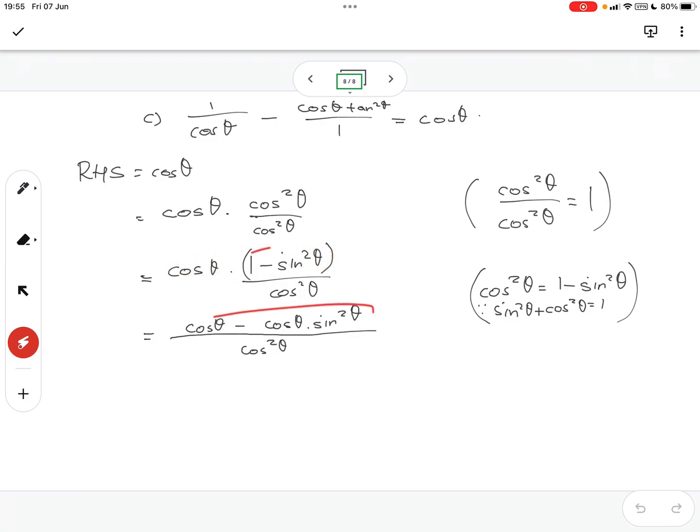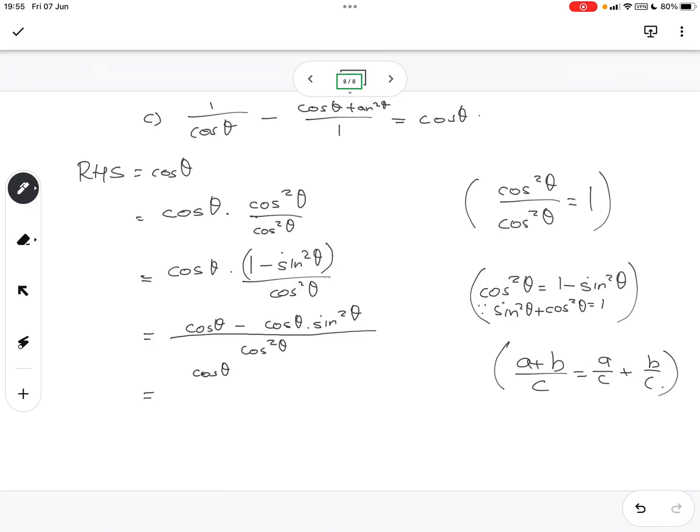And that move right there is grade 7, grade 8 maths. That simple step is grade 8, 9, 10 maths.